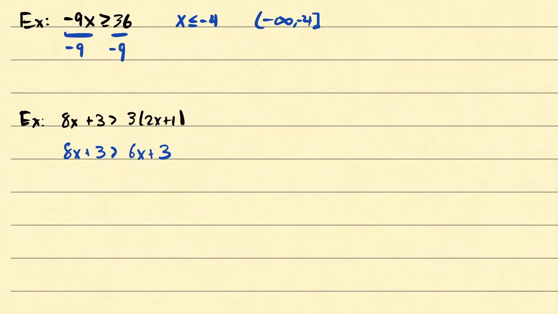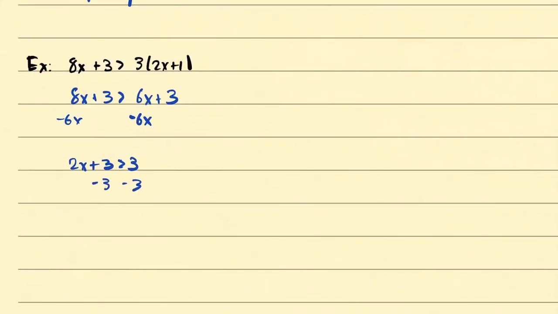The only time I need to be careful of the sign flipping is if I am dividing or multiplying by something. So the fact that I have x over here and x over here is fine because I can bring both x's to one side of the inequality. I can very easily do that. I can do -6x, -6x to get 2x plus 3 is greater than 3. I didn't even have to think about whether the sign flipped because I'm simply adding or subtracting something. Same thing over here. I'm going to subtract 3 and subtract 3 to get 2x must be greater than 0.